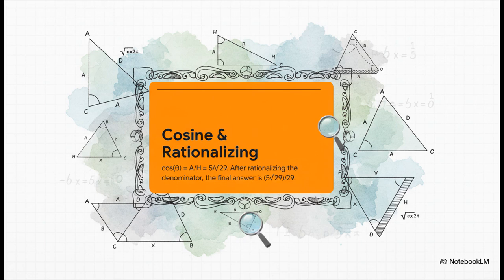We need cosine. That's CAH, adjacent over hypotenuse. So that gives us 5 over the square root of 29. Now there's one little cleanup step. For whatever reason, mathematicians don't love leaving square roots in the bottom of a fraction, so we do a little trick called rationalizing, which tidies it up to our final perfect answer. 5 times the square root of 29 all over 29.